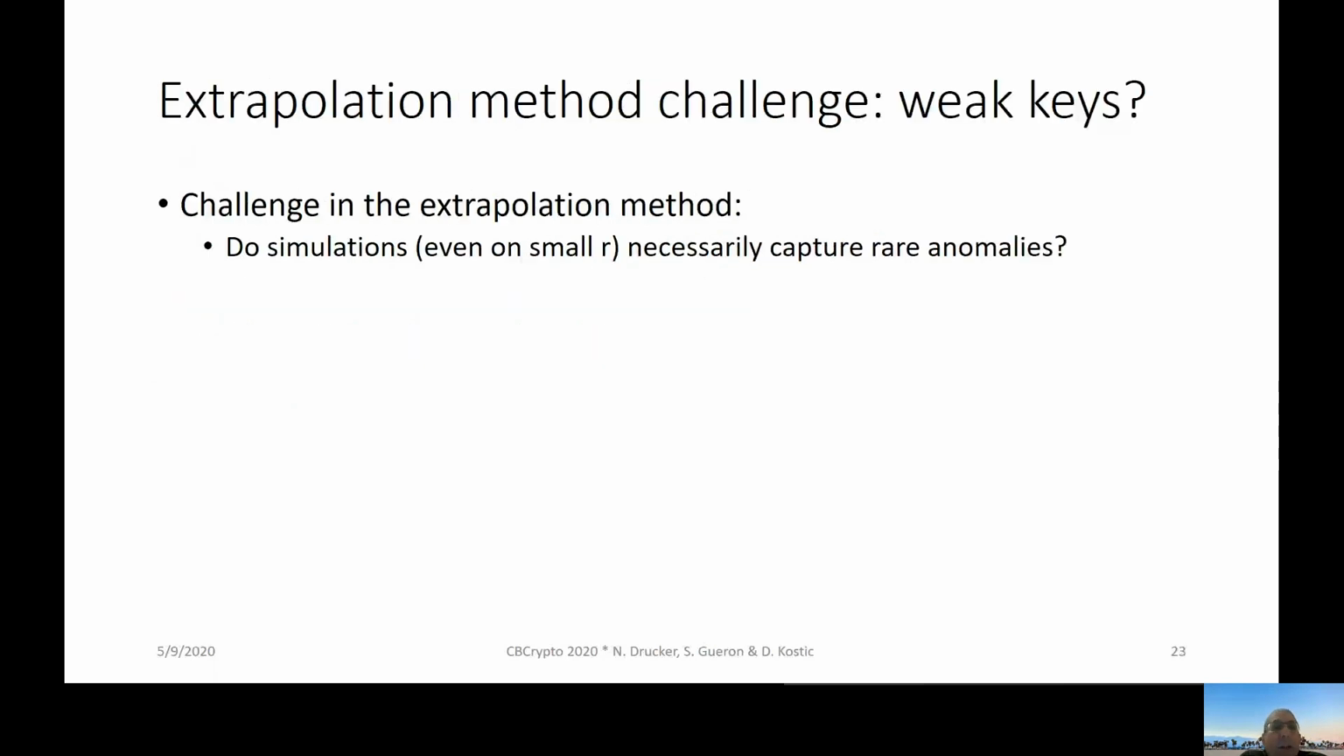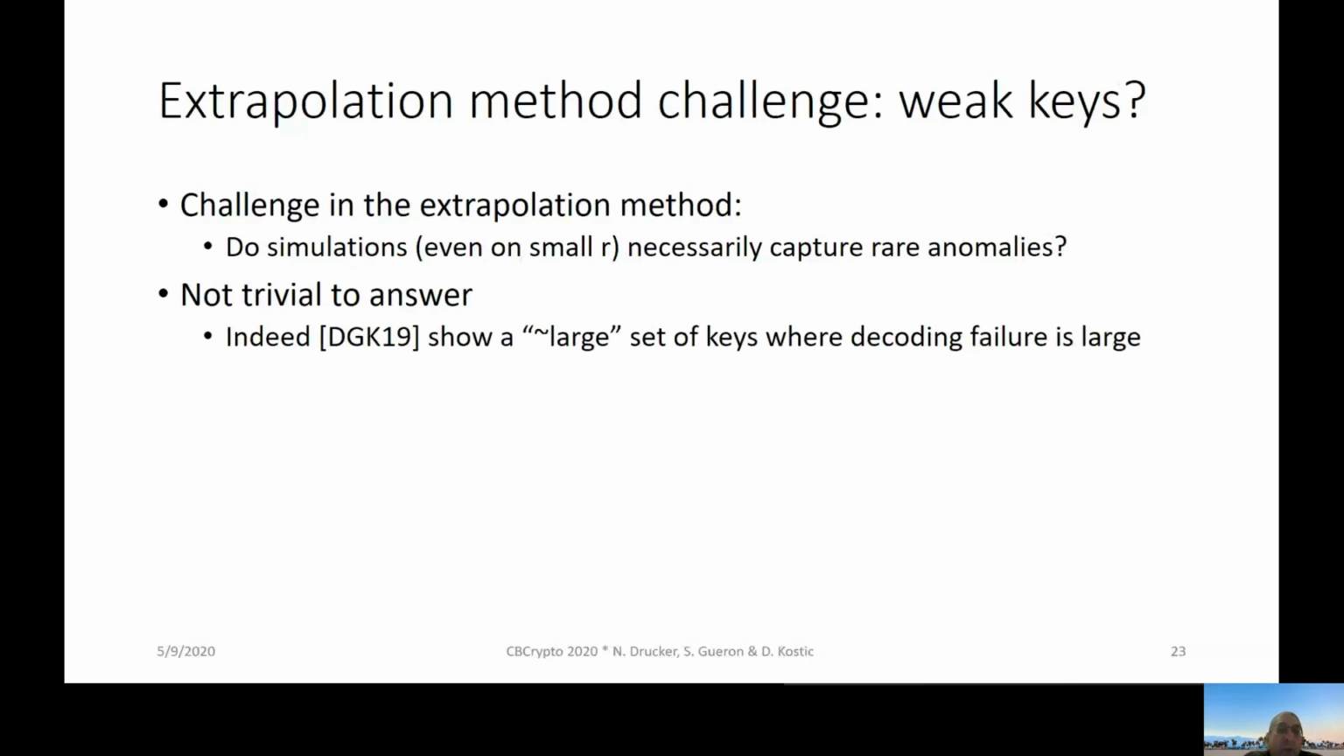So with this, we move on to the extrapolation method challenges. How about weak keys? Here is the question in the extrapolation: do the simulations, even for small r, necessarily capture rare anomalies? This is not trivial to answer. And actually, in the paper from 2019, we show that there is a large set of keys where the decoding failure is larger than for other keys.